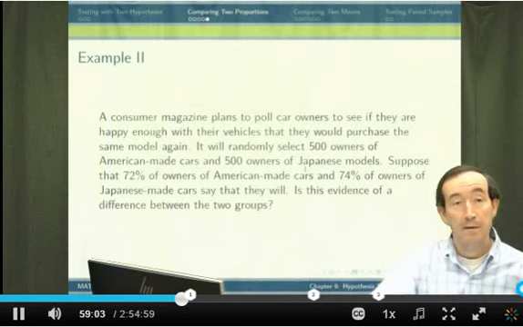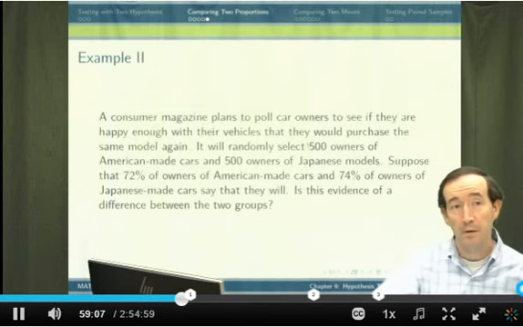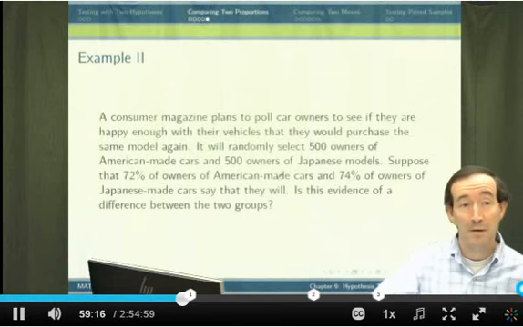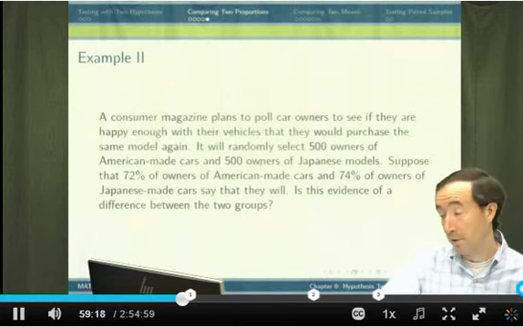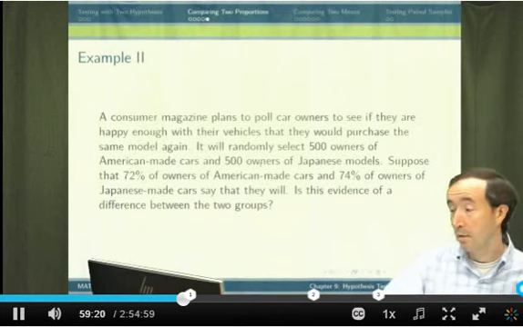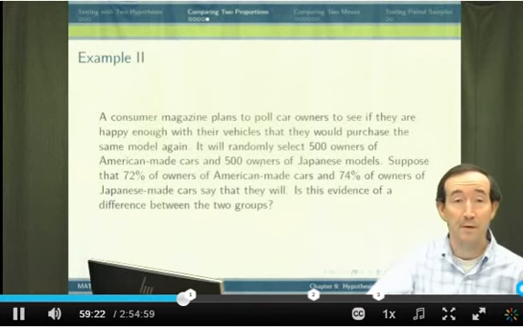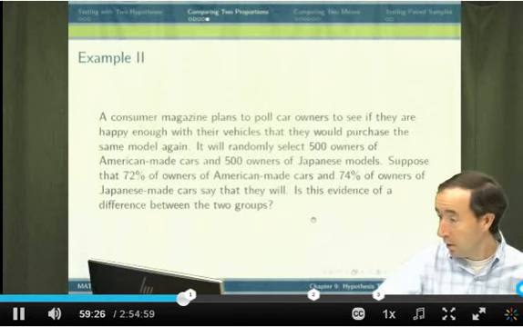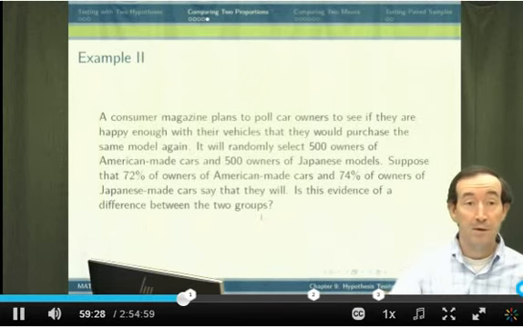And lastly, I need the success or failure condition. I have 72% of the 500, and I guess then 28% of the 500. Both of those are easily more than 10. And 74% of 500 and 26% of 500, again, are easily more than 10. So I'm well beyond that. All right, so that gives me all three conditions I need.